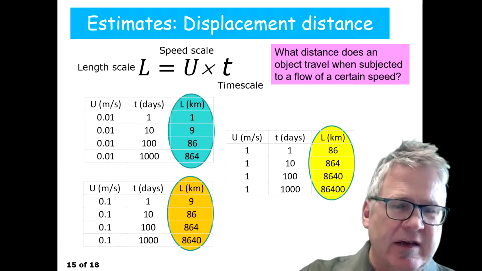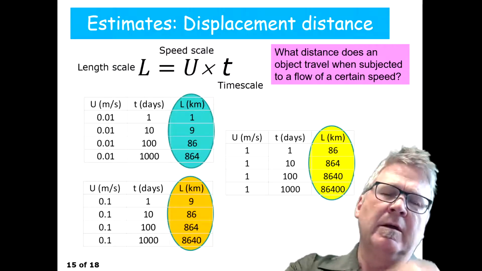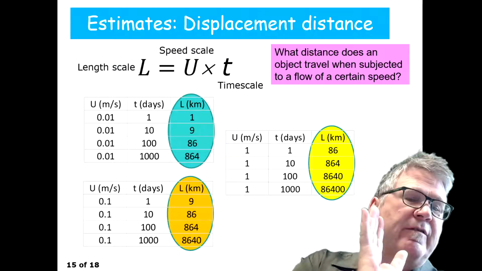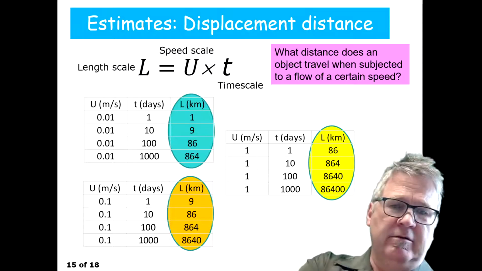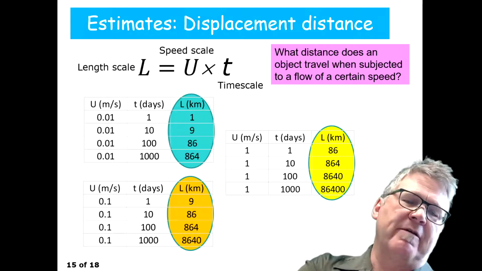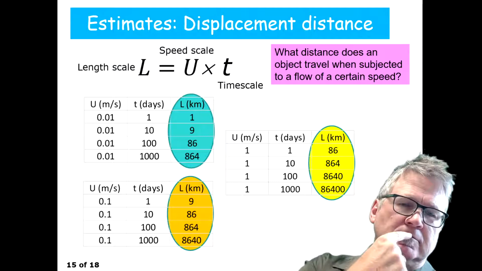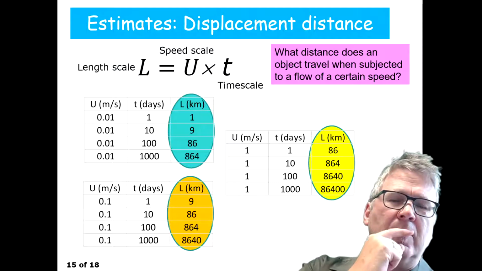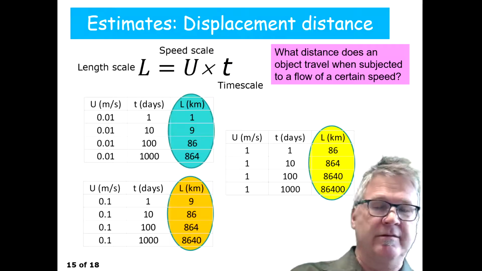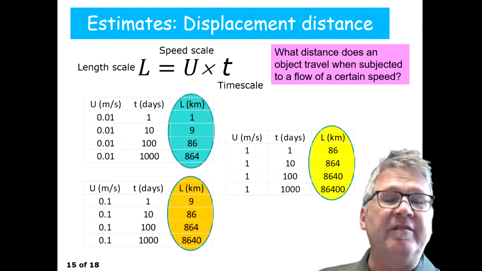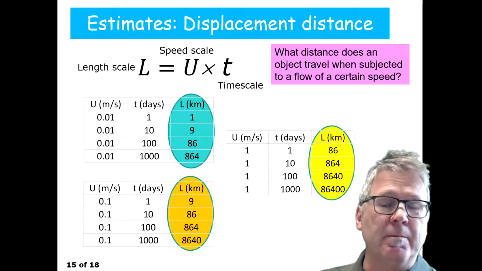So let's just do some estimates. The first question that you could ask is, if you have a flow of a certain speed, what distance does an object travel? All right, so that's the thing. You have to ask, what distance? And distance is just speed times time.